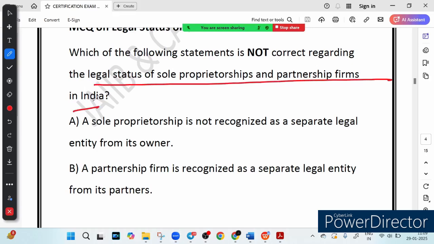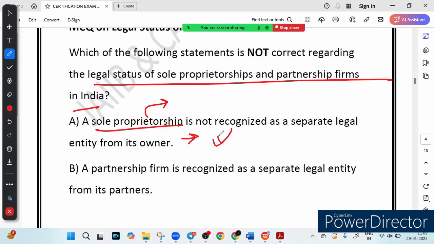Let's see the options. Option A says a sole proprietorship is not recognized as a separate legal entity from its owner. So what it is saying? It is saying that in a sole proprietorship, the owner and business are the same legal entity. What do you think? Is it clear? There is no legal distinction between the owner's personal finance and the business finance. For example, if a shopkeeper takes out a loan for his business and can't repay it, his personal assets can be used to settle the debt. So that is why a sole proprietorship is not recognized as a separate legal entity from its owner.